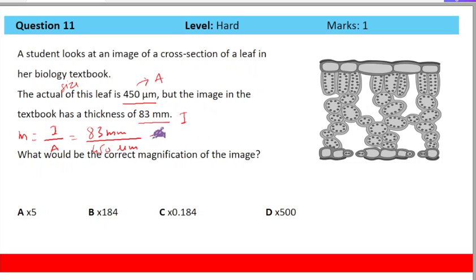So the unit must be the same. So what will we do? We will convert millimeter into micrometer. It is easy because millimeter is a bigger unit. So we will multiply by 1000, converting it into micrometer. Now both the units are the same. This is 450 micrometer. So units will cancel. You can start dividing this. So how much will it come? It will come 184. Yes. So B is the correct option.